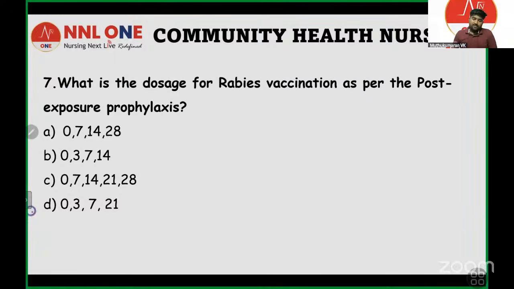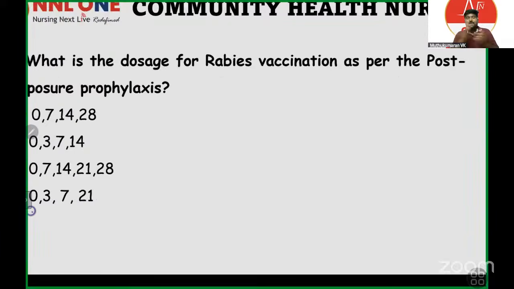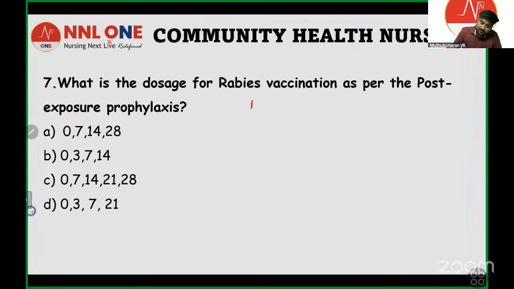So now tell me, what is the next question? Is it clear? What is the dosage for rabies vaccination as per post-exposure prophylaxis? So here we are following rabies categories. WHO has categorized category 1, category 2, and category 3. So that is one important thing.